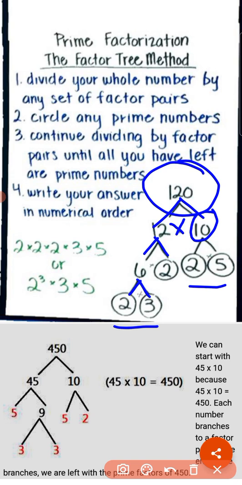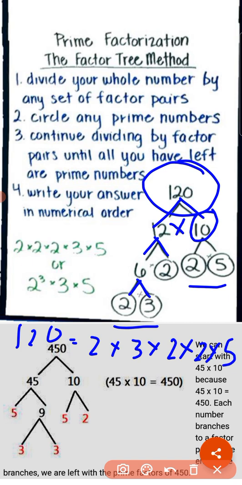So the prime factors of 120 are 2 into 3 into 2 into 2 into 5. Now arrange this in ascending order. Ascending order means from smallest to biggest. So write 2 first: 2 into 2 into 2 into 3 into 5.